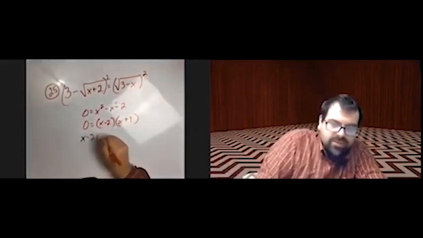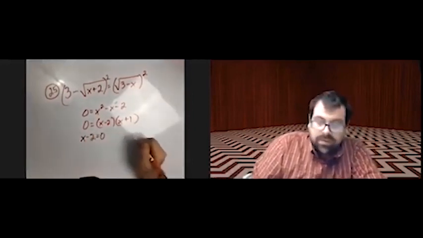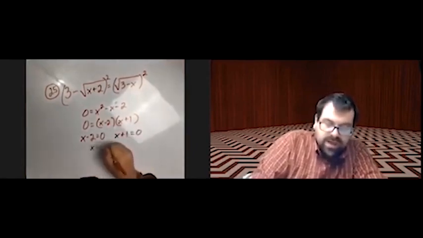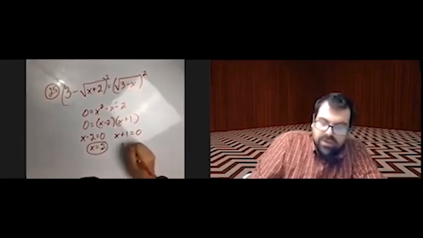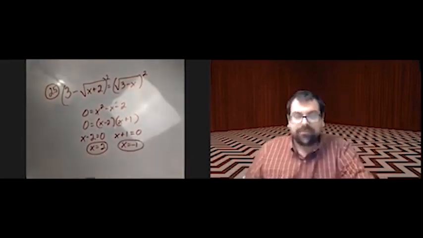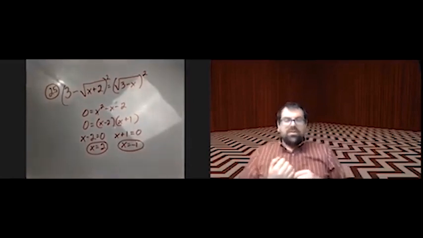So x minus 2 equals 0. x plus 1 equals 0. We get x equals positive 2. We get x equals negative 1. All of that work, and 2 and negative 1 are the answers.